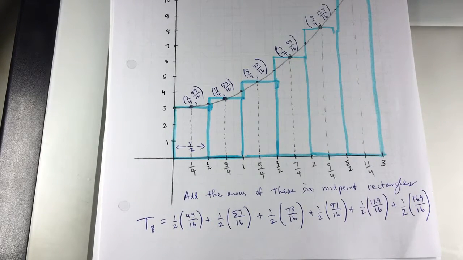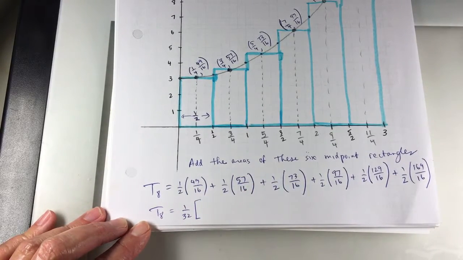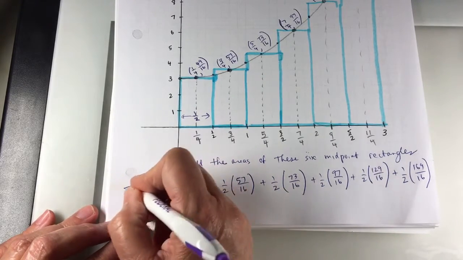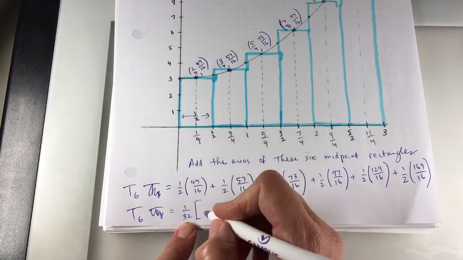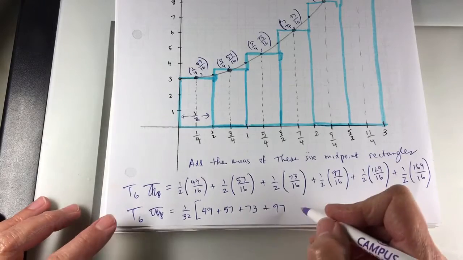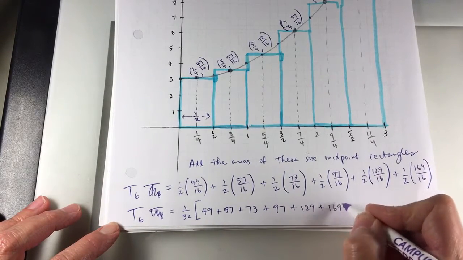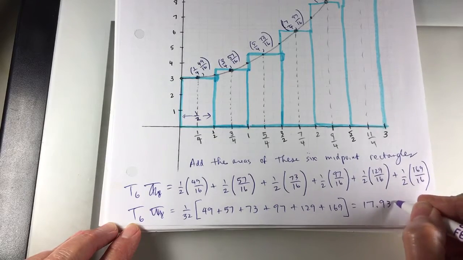You could figure each one by itself, add them together. You could factor the 1/2 out. In fact, maybe better than that, I could factor 1/32 out. You see that? I could factor 1/32 out. Let's do that. T sub 8, 1/32. Oh, it is T sub 6. Thank you. T sub 6, because there are 6 midpoint rectangles. So 1/32 times 49 plus 57 plus 73 plus 97 plus 129 plus 169, and here's the decimal, 17.9375.